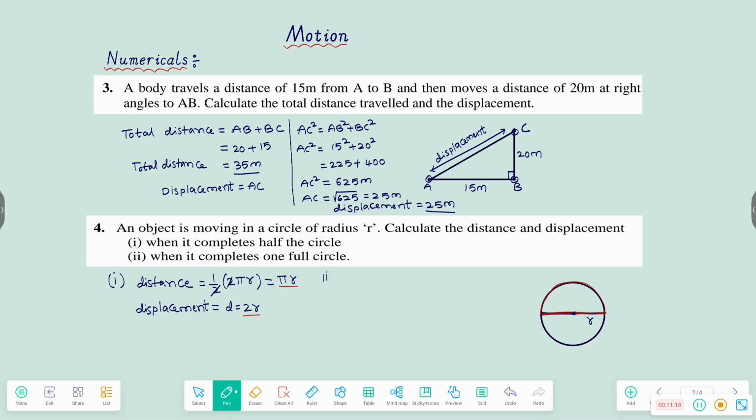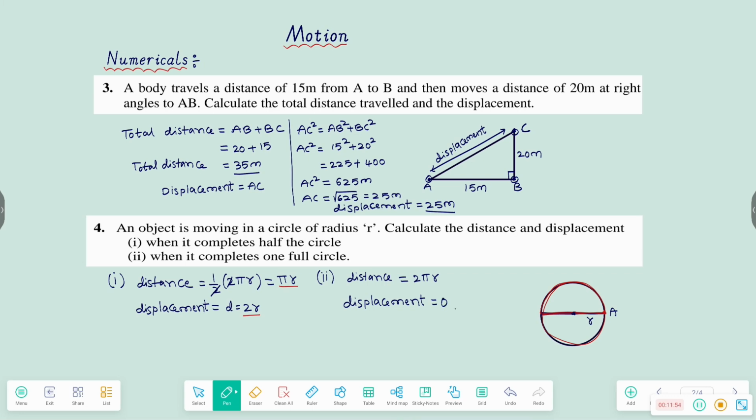Now in the second case, what? When it completes one full circle, the distance is the total circumference of the circle, because we are completing a full circle. So distance is equal to the total circumference, which is 2 pi r. And what is the displacement? When you complete a circle, you reach the initial point again. So whenever you reach the initial point, displacement is 0. So the displacement of the object is equal to 0.